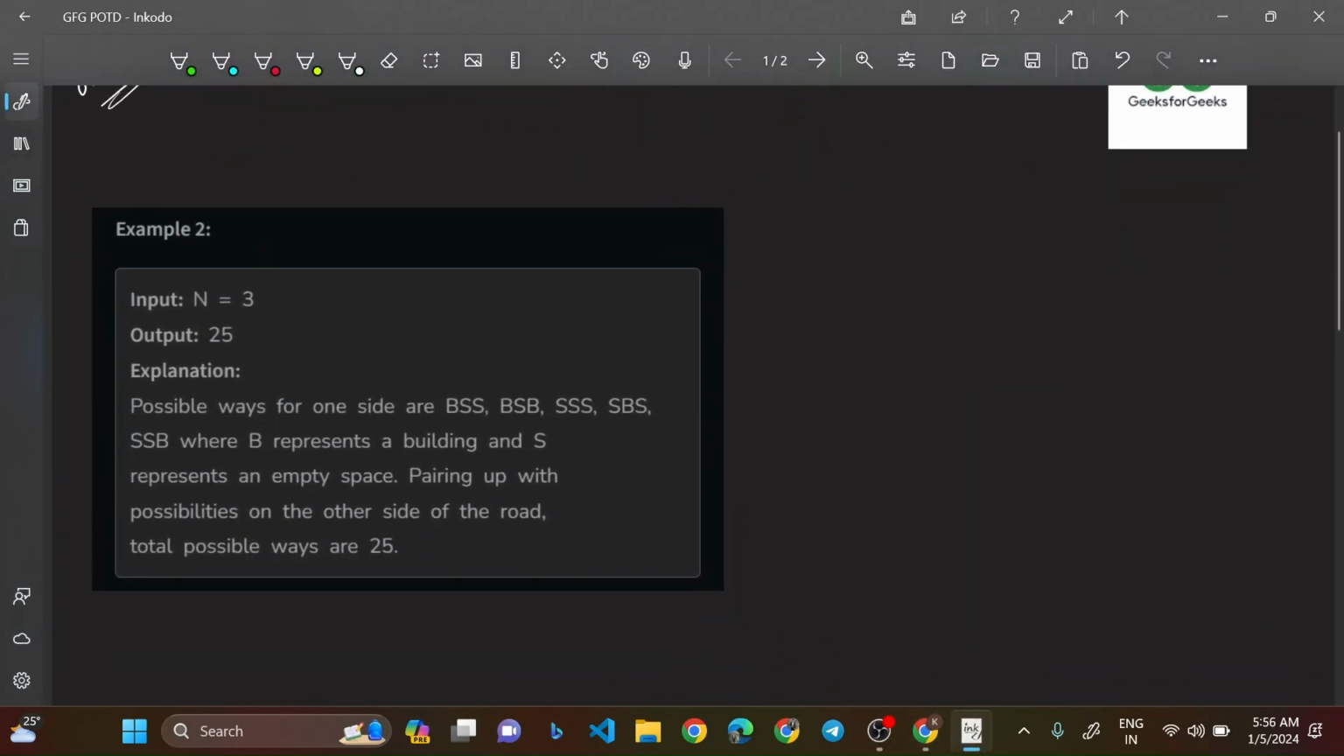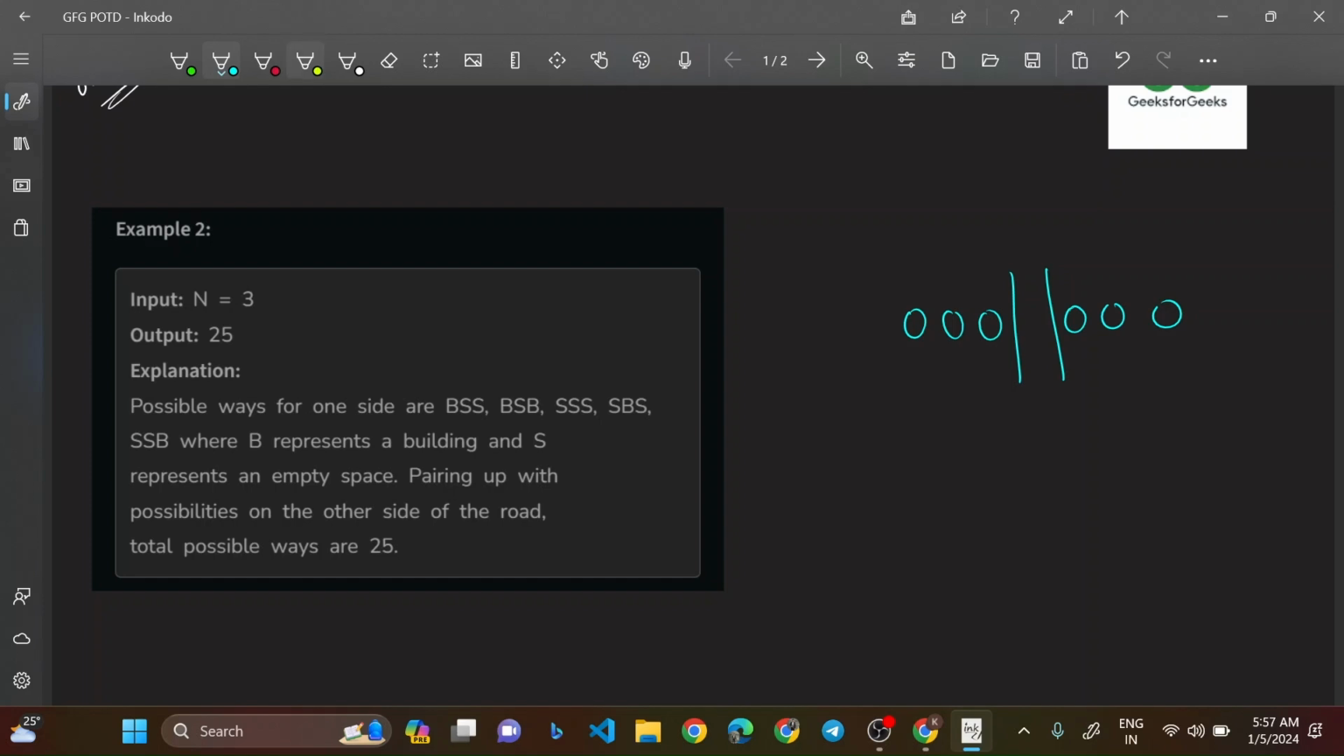So this is n equal to 3 and the output is 25. So why is that the reason? Let us first consider it. So what are the cases? Let us first construct the road like this. Okay, this is the road, and now there are three plots. N equal to 3 in the sense there are three plots on either side. So this plot here, and plot here, plot here, plot here.